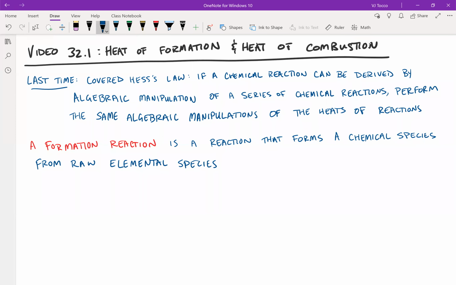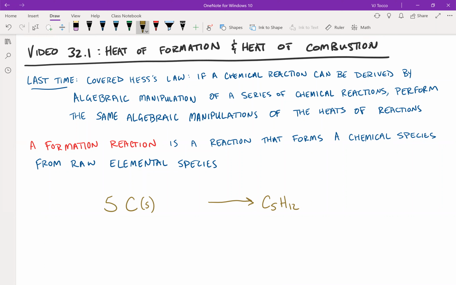Before I tackle exactly how that works, I want to cover the topic of a formation reaction, which is a reaction that forms a chemical species from raw elemental species as they're oftentimes seen in nature. Let's take, for example, pentane, C5H12. What would the formation reaction be that produces pentane? Well, pentane is made up of 5 carbon molecules, and carbon is an elemental species itself. In nature, carbon is found as a solid with no diatomics or anything like that. It's a crystalline solid structure.